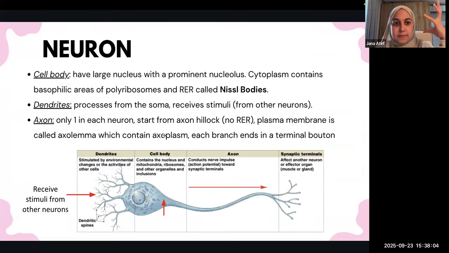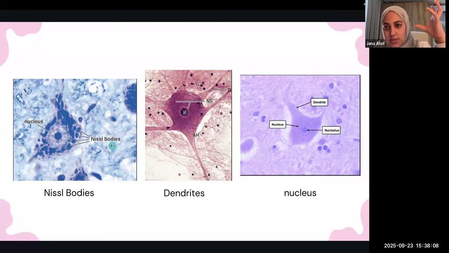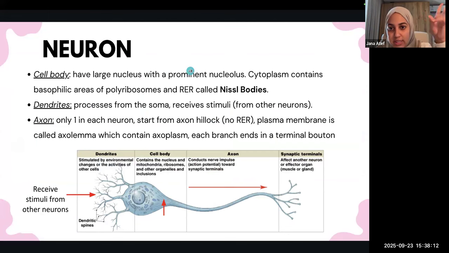The other thing is that it has some basophilic areas. What does basophilic mean? It means dark blue areas right here. They're called Nissl bodies. What are Nissl bodies? They're areas or aggregates of rough endoplasmic reticulum and polyribosomes. Okay, yes, exactly, and ribosomes. So any clumps of these RER and polyribosomes, or just ribosomes, are called Nissl bodies, and they're found where? They're not found in the axons, they're not found in the dendrites, they're found where?